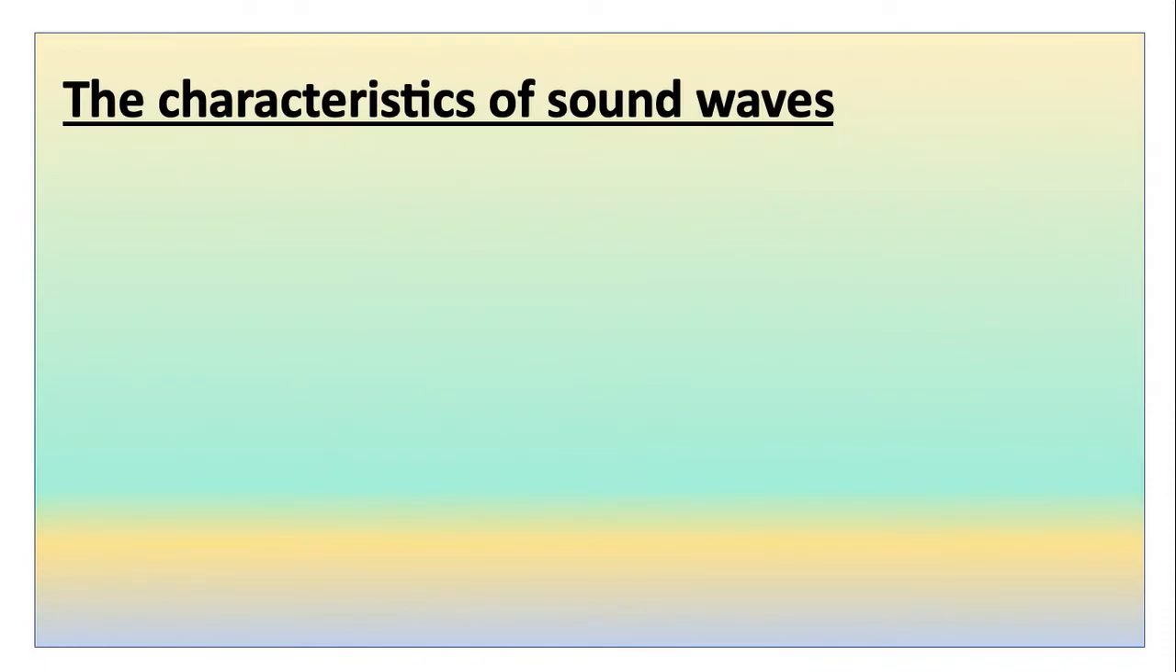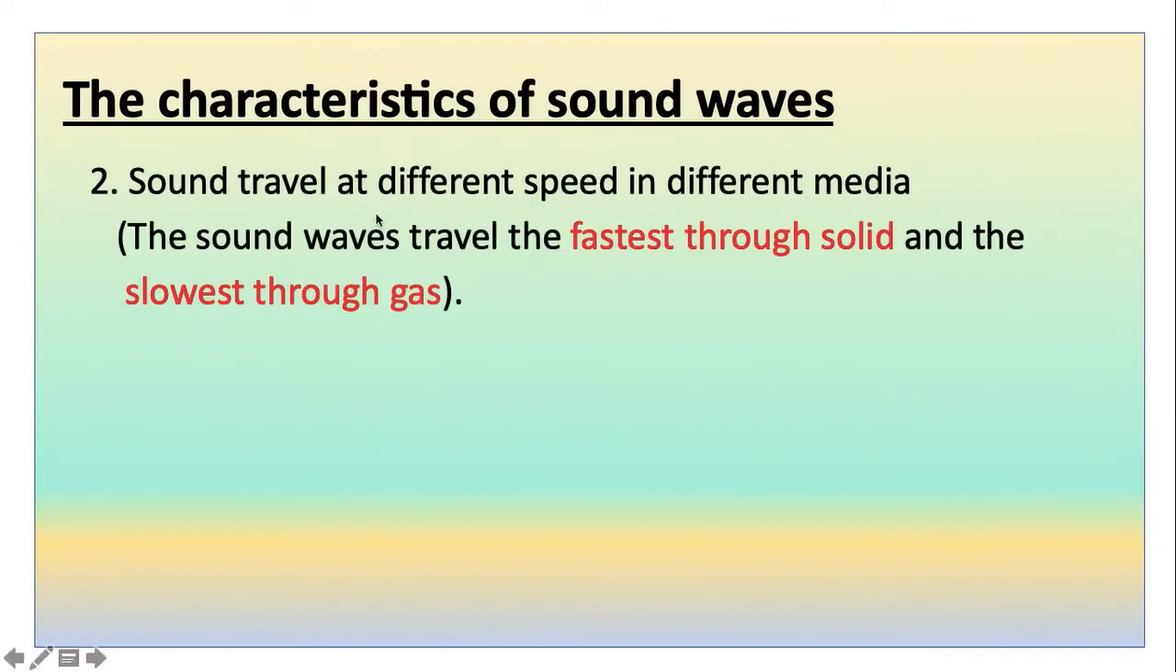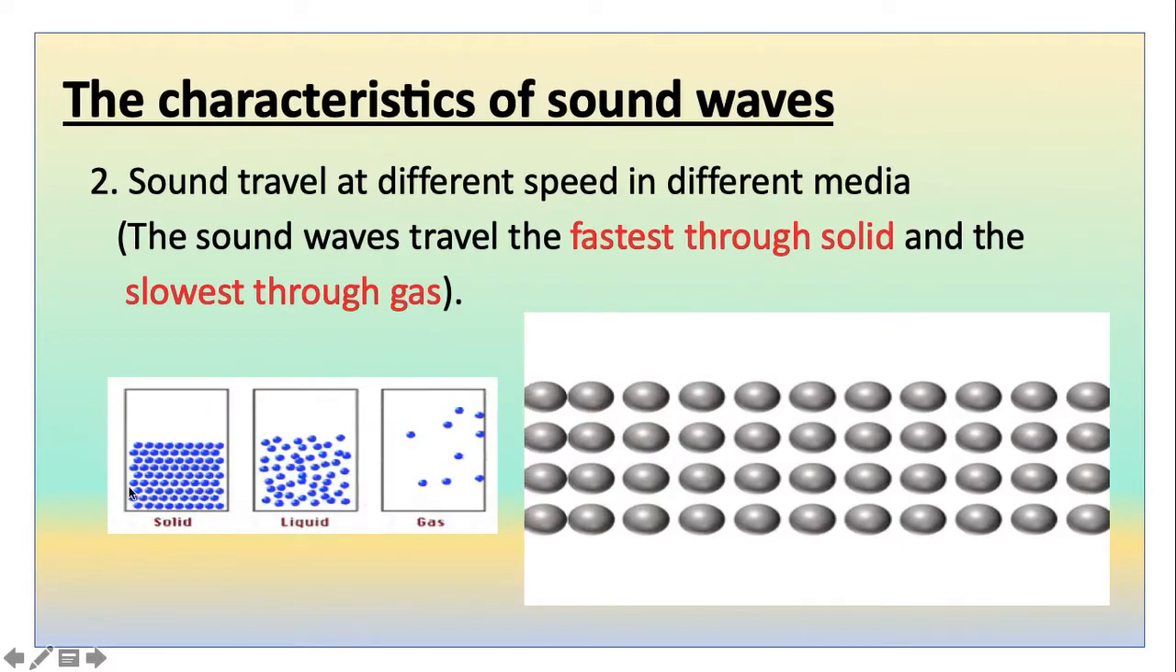The characteristic of sound wave number 2 is sound travels at different speed in different media. The sound wave travels the fastest through solid and the slowest through gas. Sound travels faster through solid because the particles of solid are very close to each other. Therefore, the vibration of sound can transmit faster.